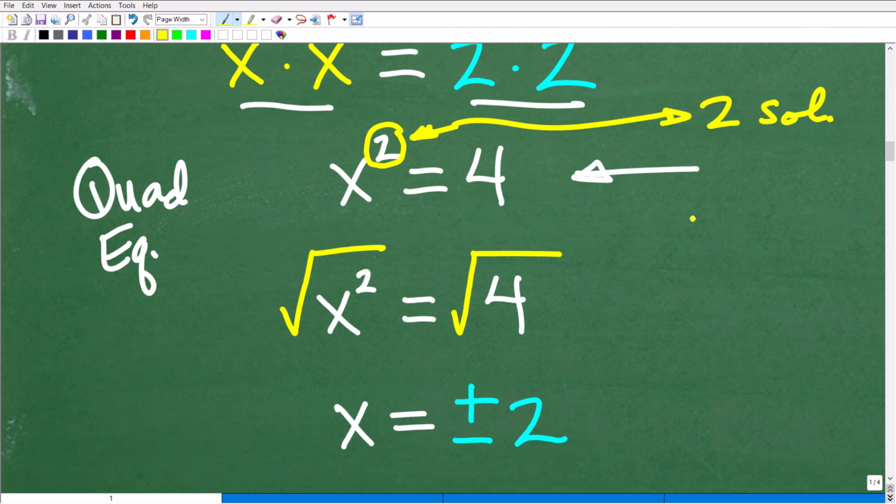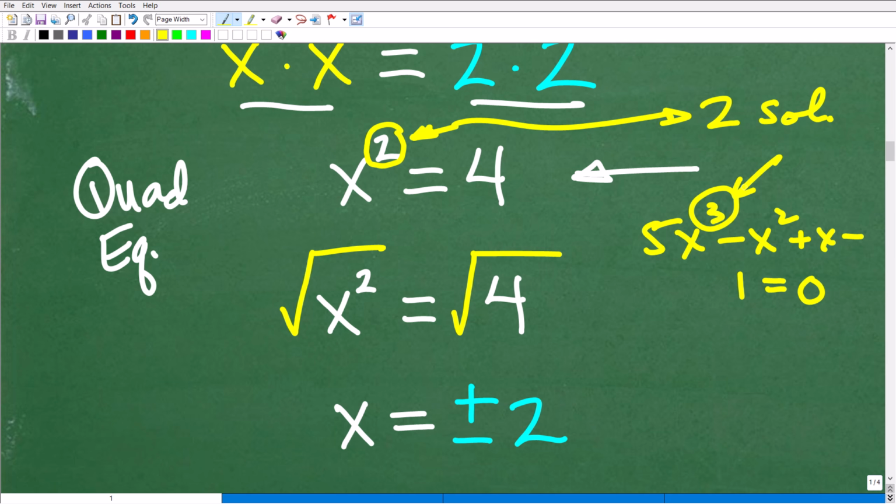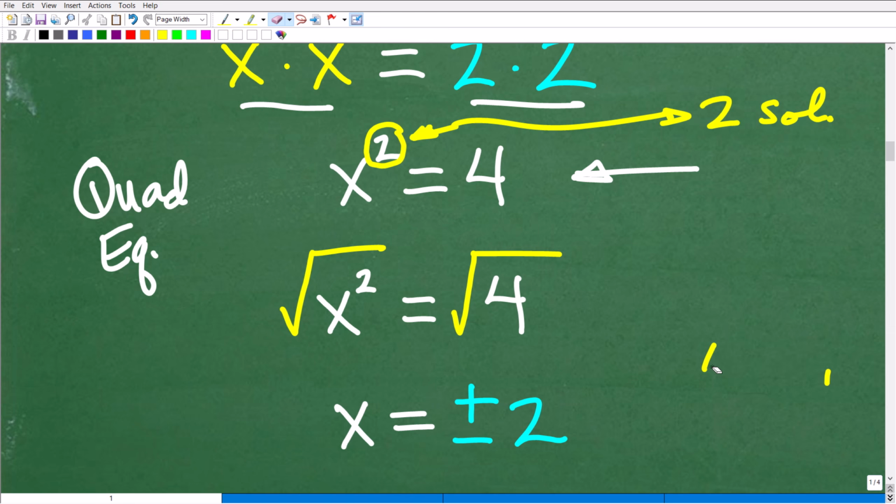If you had something like, let me make something up, 5x cubed minus x squared plus x minus 1 is equal to 0, this is a polynomial equation. Its highest power is 3. It's a third degree polynomial equation, so we're looking for 3 solutions. There will be 3 solutions. This is, of course, a little more advanced, but this is why you need to connect the dots when it comes to algebra. There are a lot of different types of equations and concepts that you always want to keep in mind.